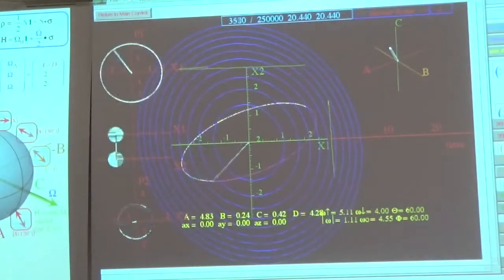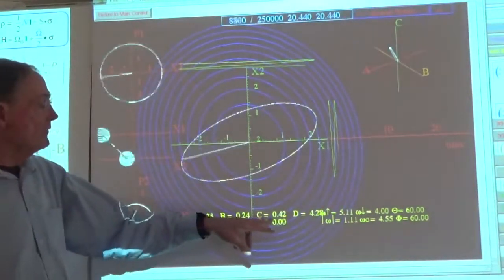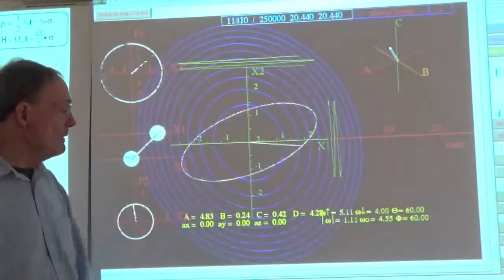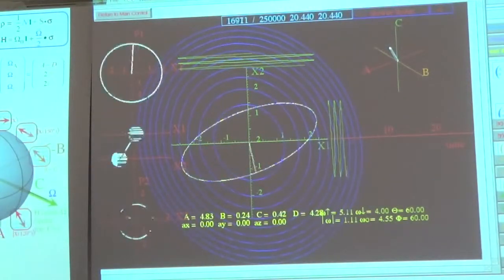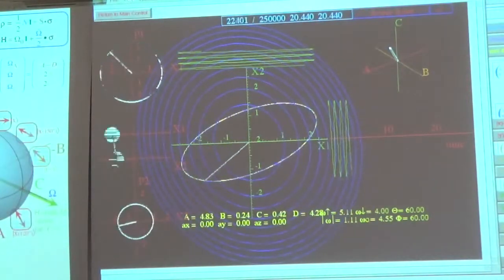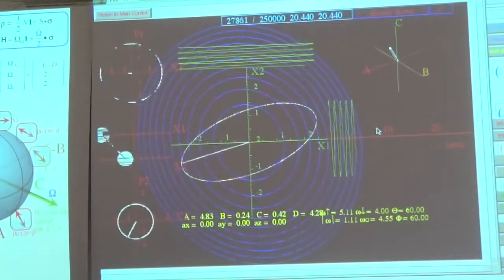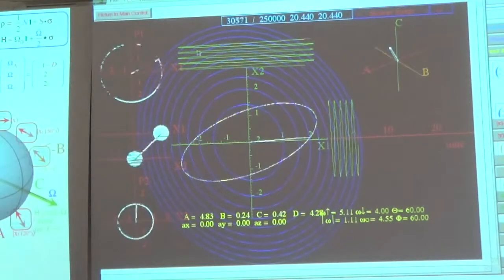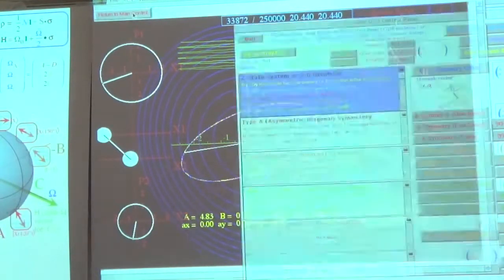That's an eigenstate for this particular thing, where A is 4.83, B is 0.24, C is 0.42, and that's, let's see, what is it? D is 4.28. Okay, so there's no symmetry here, you would say, but still there is a unitary symmetry that's following this all the way into this jungle. Okay, that's one of them.